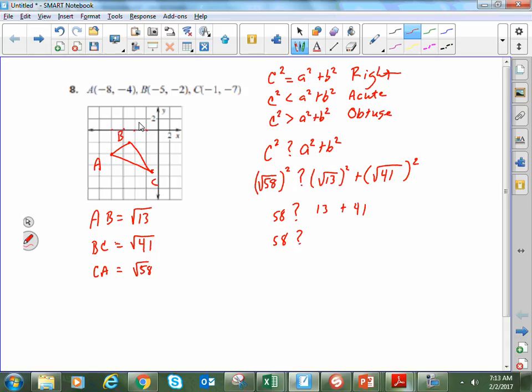And on the right, I can erase this equals or question mark here. 13 plus 41 is going to give me 54. So in this case, 58 is greater than 54, so c squared is greater than a squared plus b squared. Now I have the justification to say that this triangle is obtuse. If you don't show me why it's right, why it's acute, or why it's obtuse, you will not receive credit for those problems. So please, if you need me to resend your assignment back before I grade it, let me know.